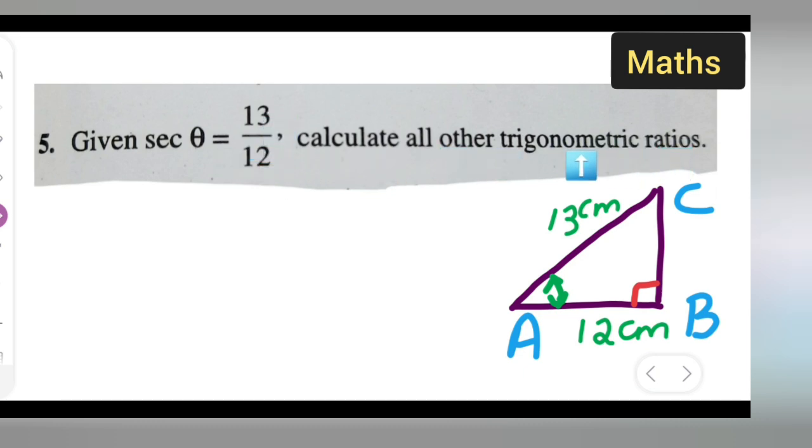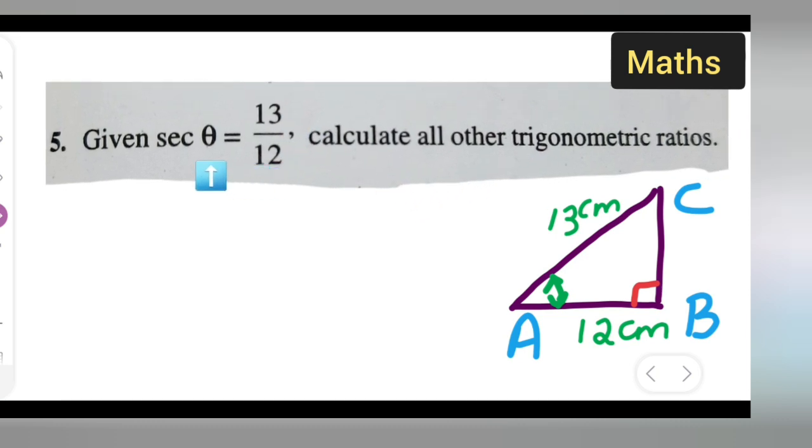Okay, so what is given? 13 upon 12 is given. What is the formula for sec? It is nothing but hypotenuse upon adjacent side, right? So which is your hypotenuse? That is your AC, because this is the theta over here. So sec theta is hypotenuse upon the adjacent of theta, which is AB. So AB is 12 and the hypotenuse is AC.